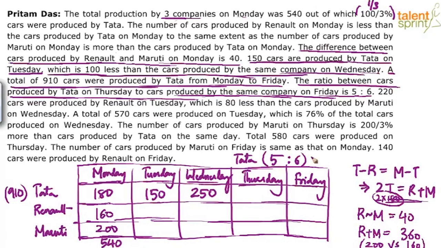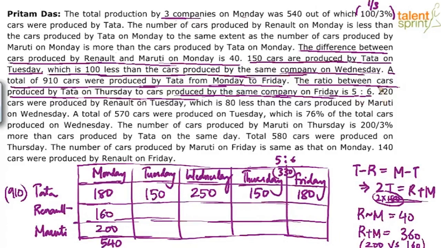So basically, I have to divide 330 in the ratio of 5:6. Sorry, I don't have space to write all those explanations, but I hope you have understood. Total is 910. From 910, if I subtract this, it comes out to be 330 between the 2 days. And the ratio is 5:6. So 11 parts. 330 by 11 is 30. Each part is 30. So 5 parts will be 150 and 6 parts will be 180. So Tata's values are done. Move to the next point.